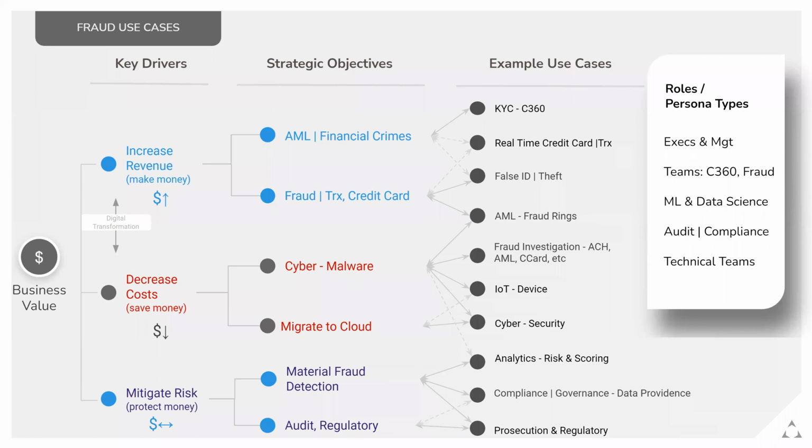All these strategic objectives roll up into key use cases: KYC, Customer 360, real-time credit card fraud detection, AML fraud rings, and on down all the way to prosecution and regulatory. These use cases address key personas. We have the executives who will shriek in the middle of a meeting, "I do not want to go to jail, I do not want to get fired," and we can help that. And then teams who are looking to prevent fraud with data science, and the audit and compliance teams, as well as the technical teams who provide the infrastructure to make this all possible.